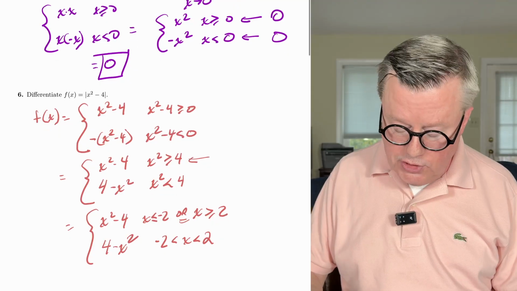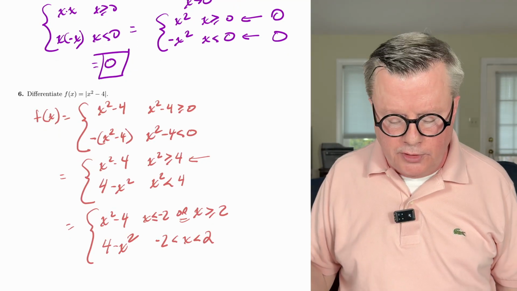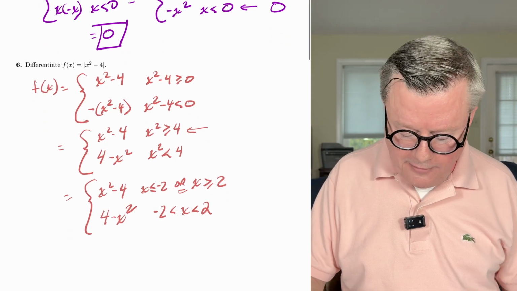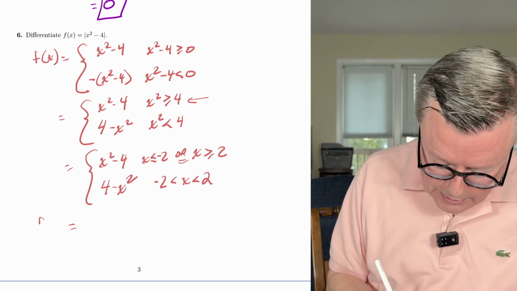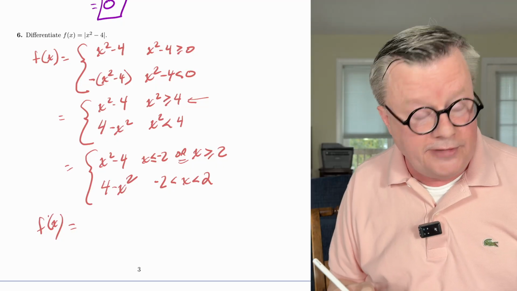So there we go. That's our derivative. Oh, no, it's not our derivative. What am I talking about? That is simply our function. Now I can take the derivative. All right, so the derivative of f is simply the derivative of each piece.